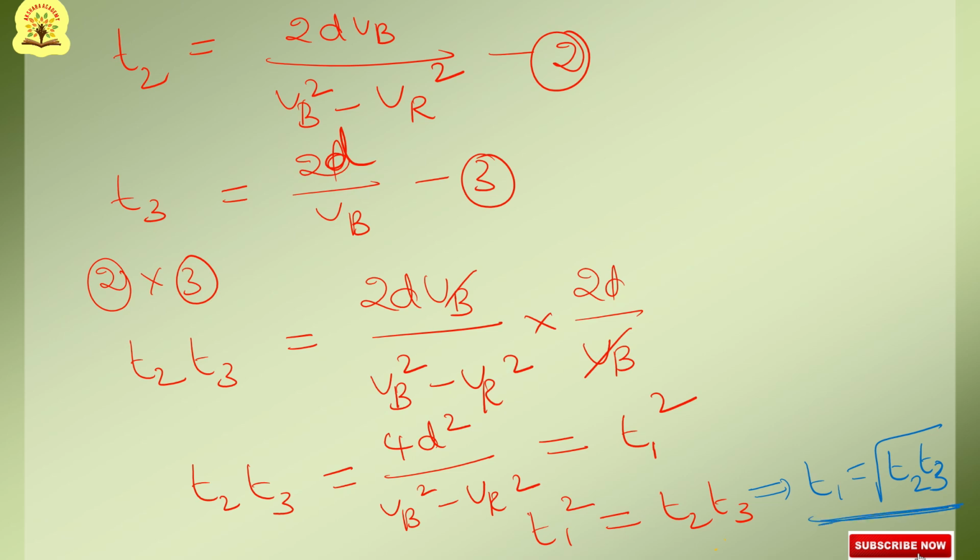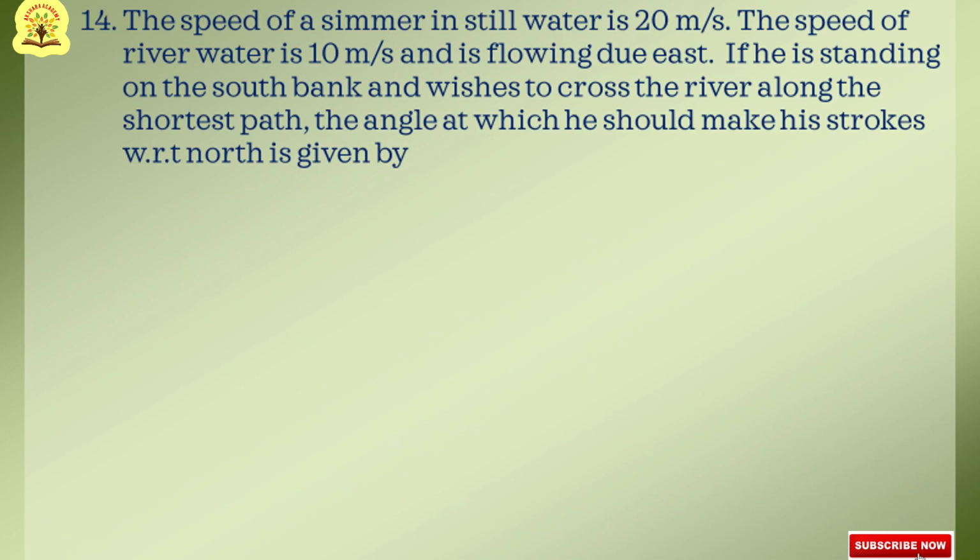Okay, next we will go to the next question. The speed of a swimmer in still water is 20 meters per second. The speed of river water is 10 meters per second and is flowing due east. If he is standing on the south bank and wishes to cross the river along the shortest path, the angle at which he should make his strokes with respect to north is given by.